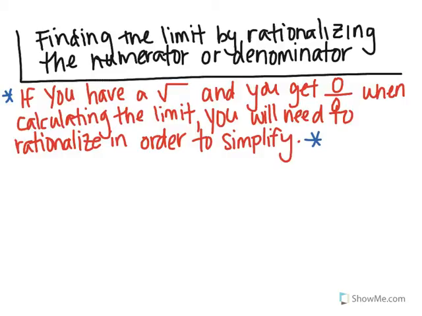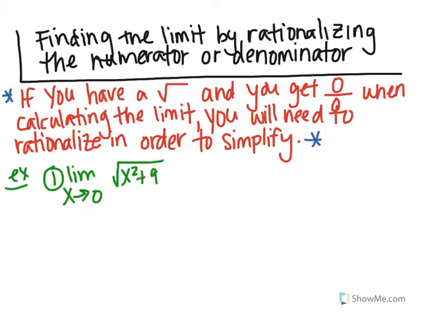So rationalizing. Here's an example. I have the limit as x approaches 0 of the square root of x squared plus 9, minus 3, all over x squared. If you try to plug in 0 as is, I'm going to end up getting 0 over 0.